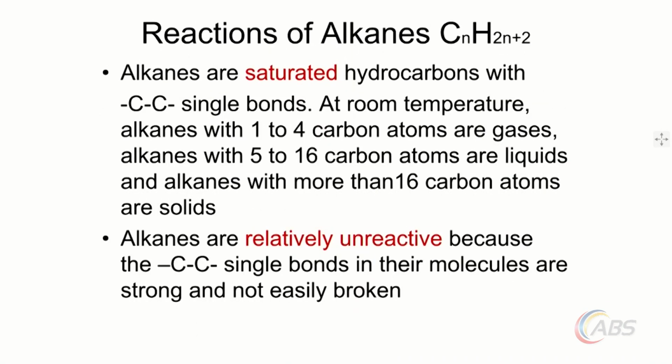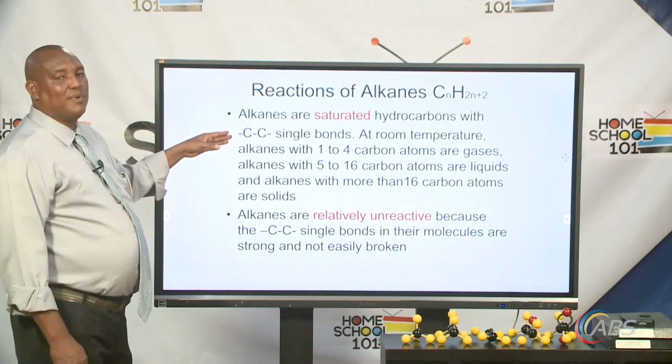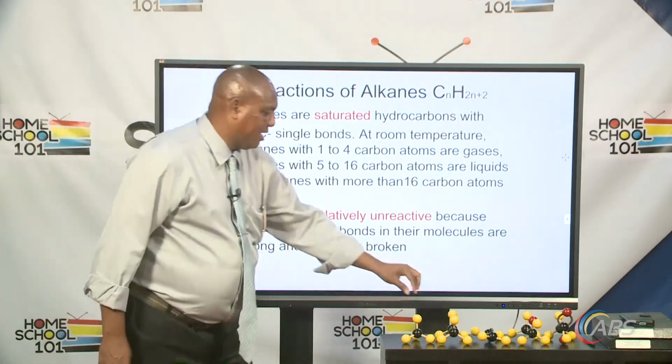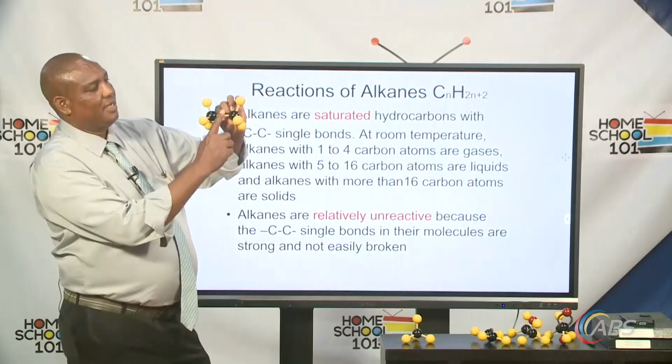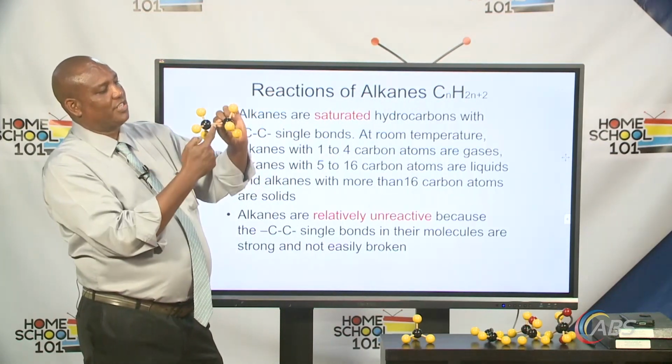Reactions then. How do these react? The reactions of the alkanes. Alkanes, remember alkanes are those groups that are saturated. They have a maximum of 4 bonds around the carbon. So our alkanes, saturated hydrocarbons with carbon-carbon single bonds. And here we can see another one, ethane, carbon-carbon single bonds. They have a maximum of 4 bonds around them.